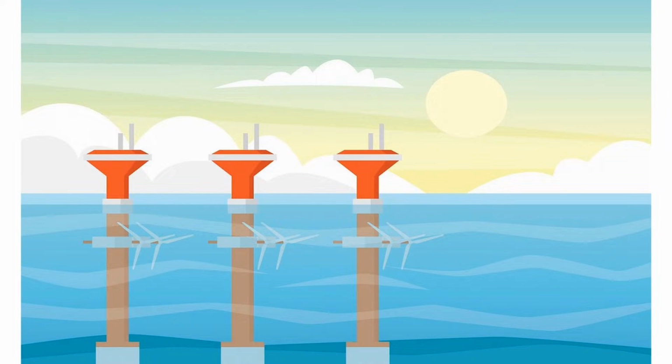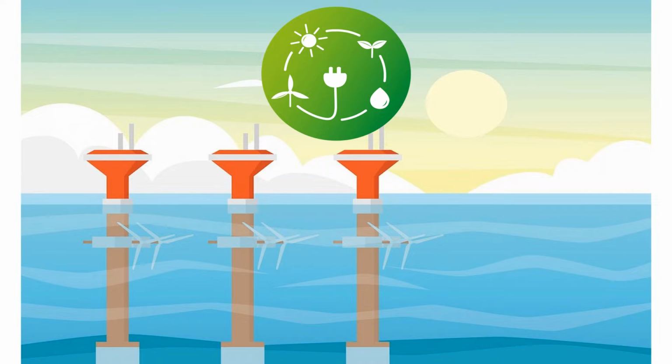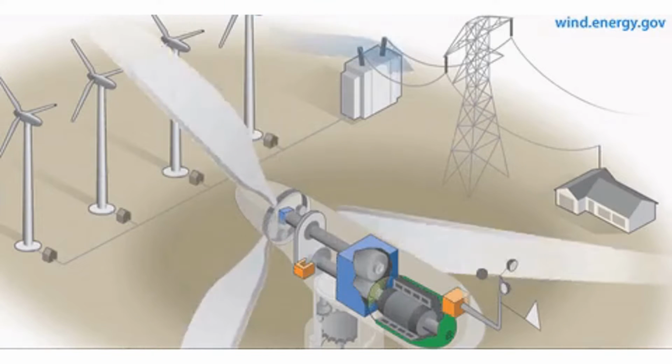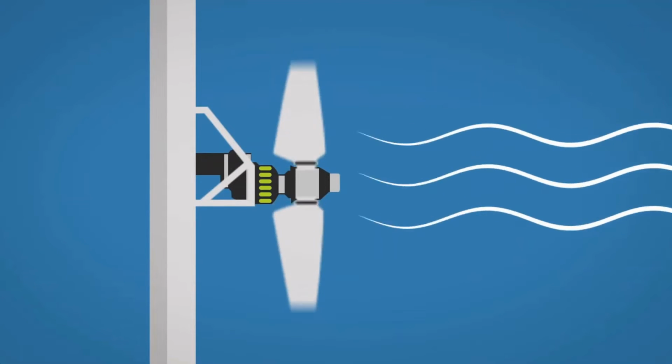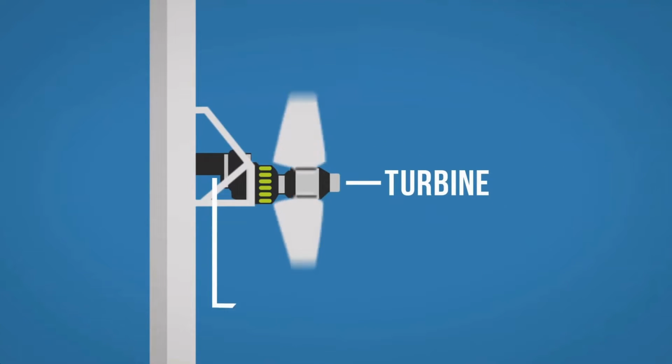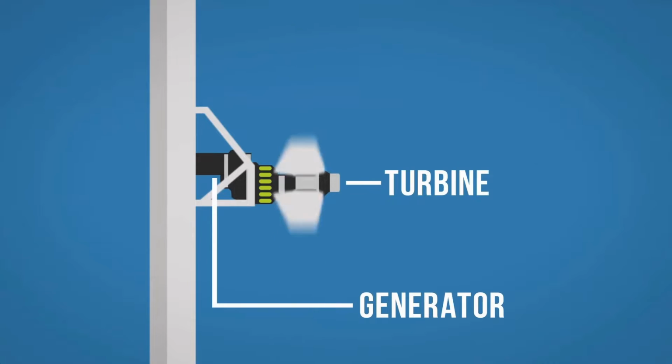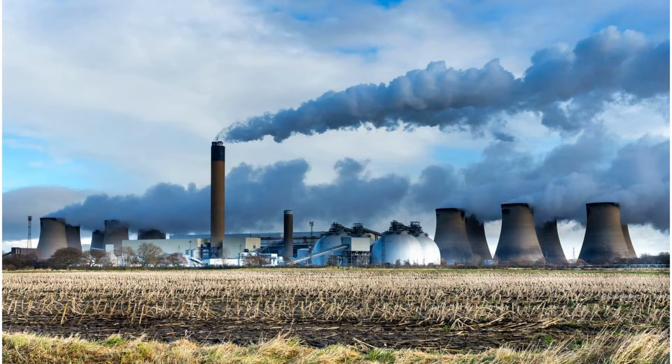Then we have tidal energy, which is a renewable resource. Tidal energy works like a wind turbine, but instead of wind, it's the flow of water that turns the turbine. The turbine is connected to a gearbox that turns a generator, creating electricity.